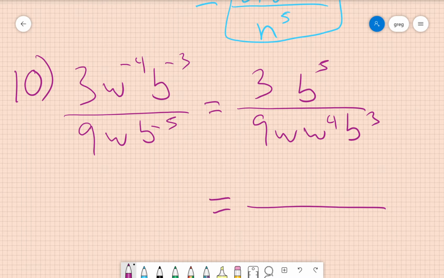So now 3 over 9, what does that reduce to? Say it again. 1 over 3, right? So I don't need to put the 1 because I have a value up there in the numerator. So I'll put 3 at the bottom.